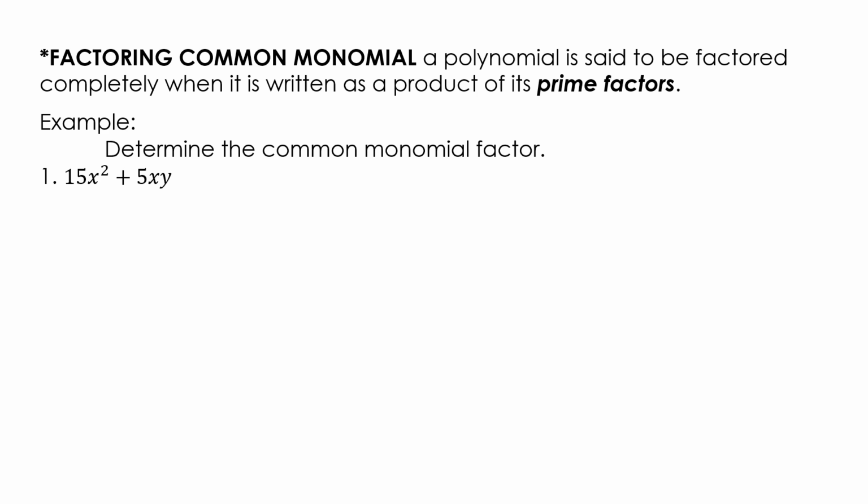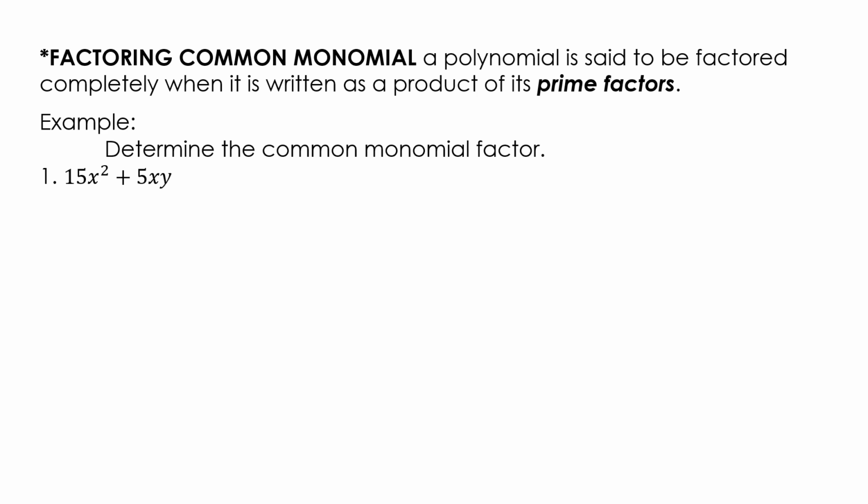Okay, so let's start with factoring common monomial. A polynomial is said to be factored completely when it is written as a product of its prime factors. When we say prime factors, the factors of this number are 1 and the number itself. For example, 3 is a prime number because the only factors of 3 are 1 and the number itself, which is 3.